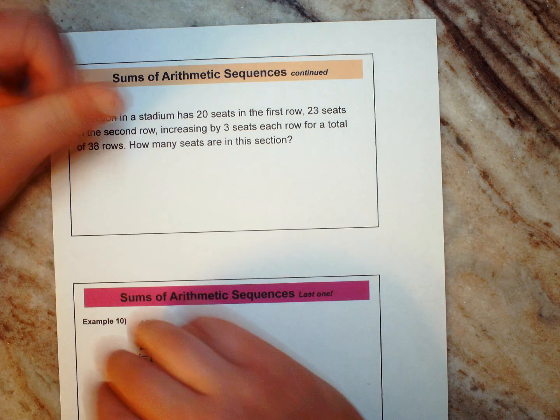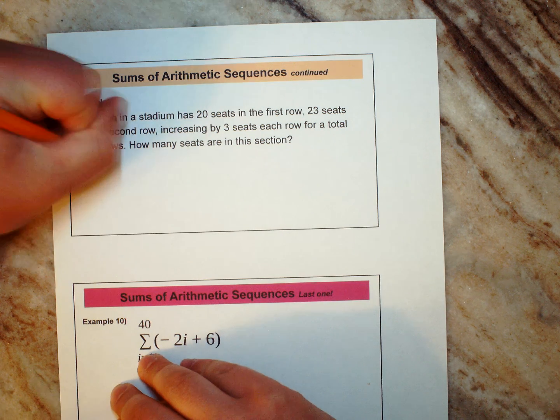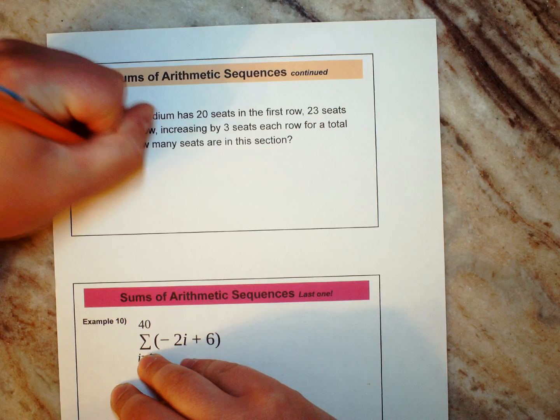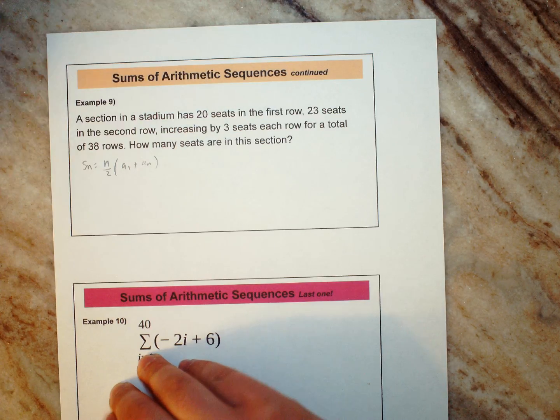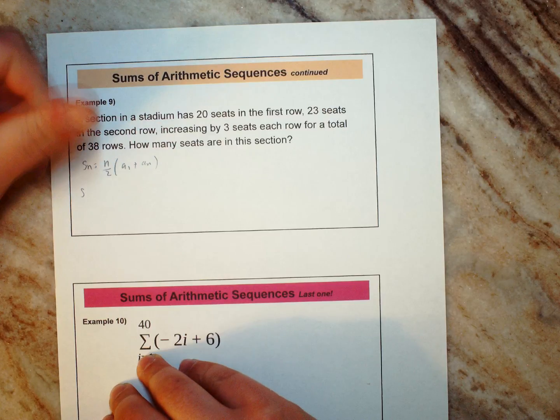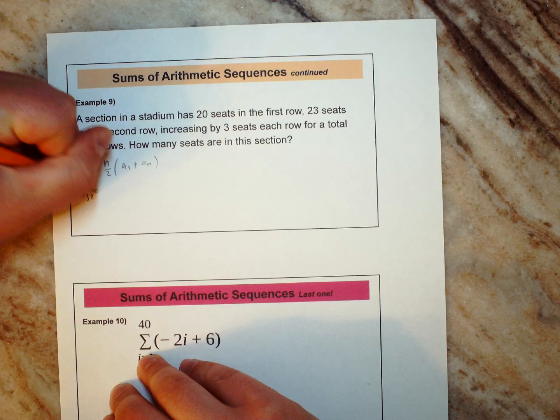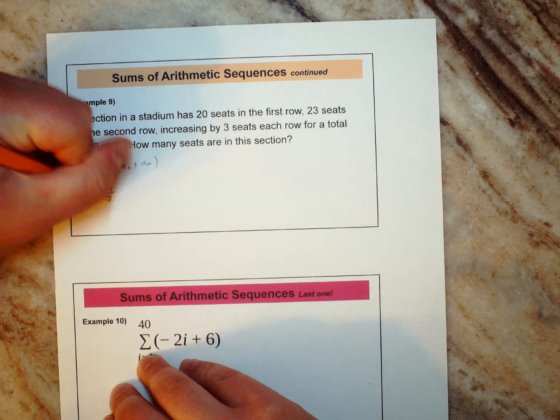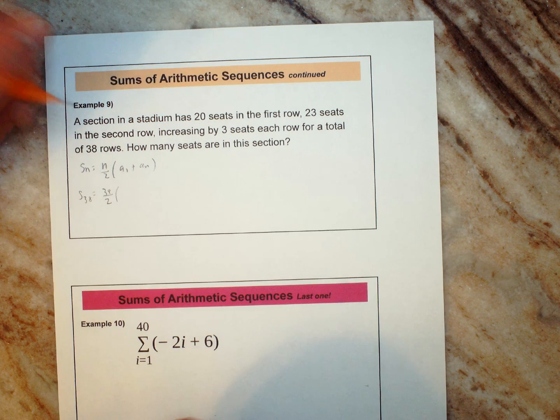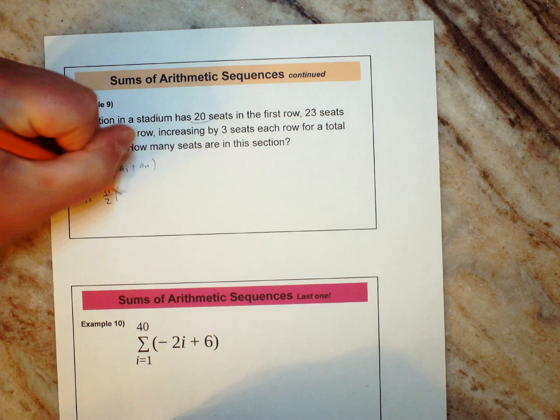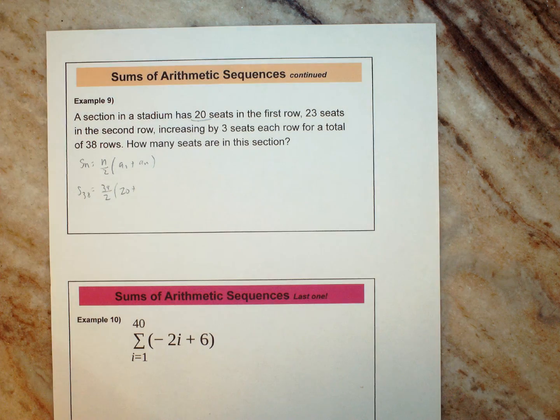We're going to go back to our sum formula. S sub n equals n over 2 times a1 plus an. Let's fill out what we know. The sum of the 38 rows equals 38 over 2. Do we know how many seats are in the first row? Yes, we do. It says it right here. 20 seats. Do we know how many seats are in the 38th row? No, but we do know they go up by 3.